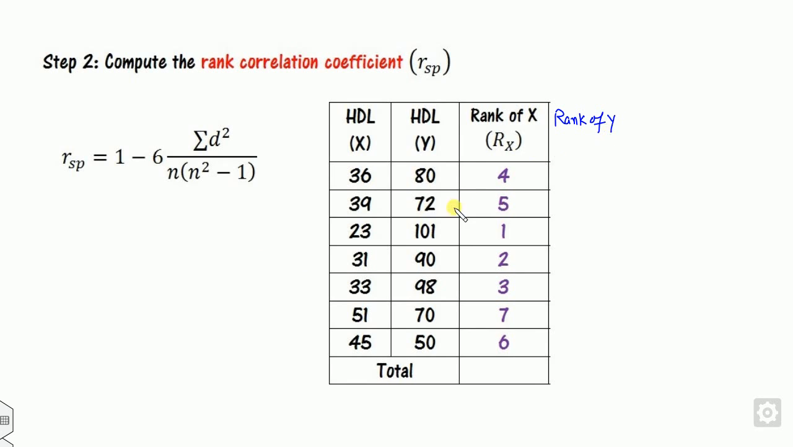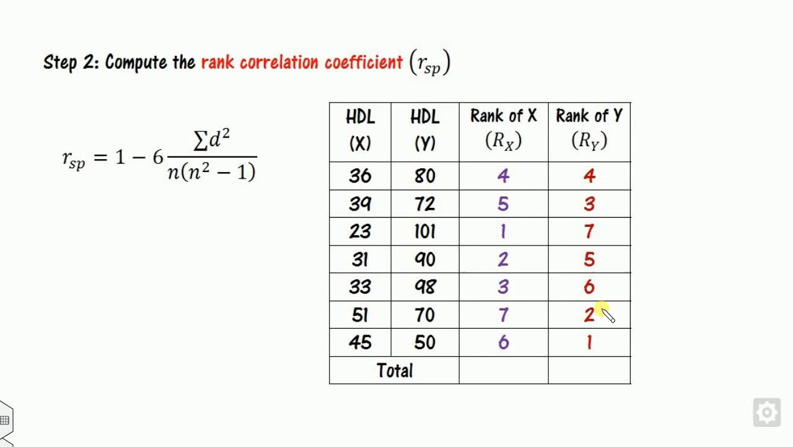So how do you find the rank of Y? What is the smallest number? 50. This is 1. Next one is 72. 72, 3. Then is 80, which is 4. Then is 90, 5, 6, and then 7. So we can find it here.